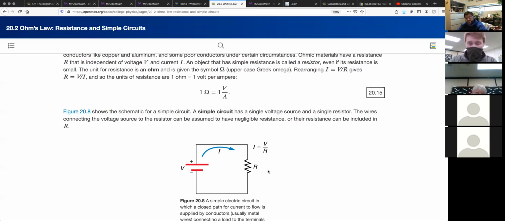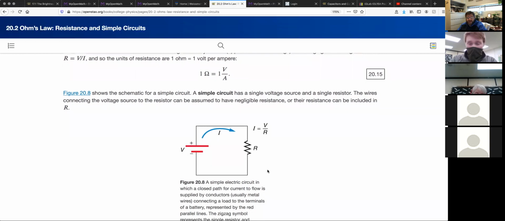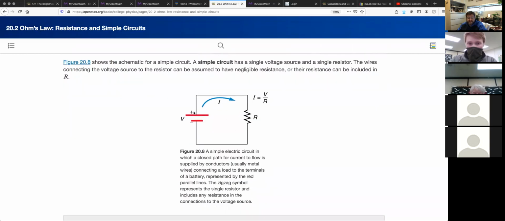But in any case, this has some resistance. And so the amount of resistance it has determines how much current goes through. If it has a lower resistance, then more current will go through for this particular voltage.